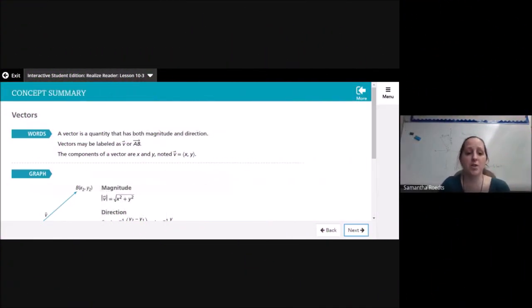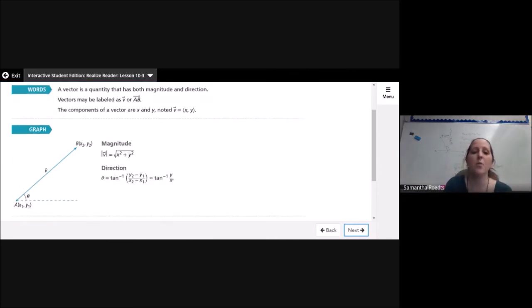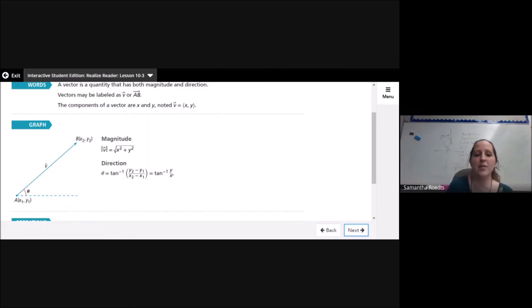Concept summary, vectors. In words, a vector is a quantity that has both magnitude and direction. Vectors may be labeled as vector v or vector AB. The components of a vector are x and y, noted vector v equals xy. Remember, it's not parentheses, it's those little weird brackets. When I graph magnitude, I'm graphing the absolute value of vector v, so I'm taking the square root of x squared plus y squared. And my direction, I'm taking an inverse tangent of y2 minus y1 over x2 minus x1.